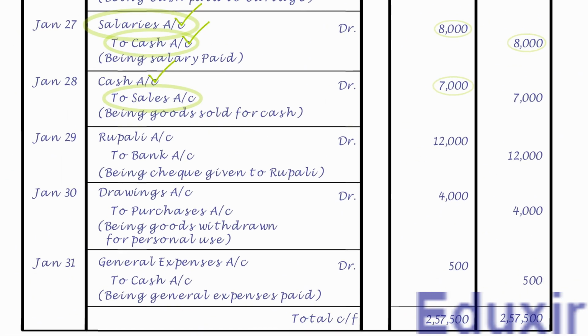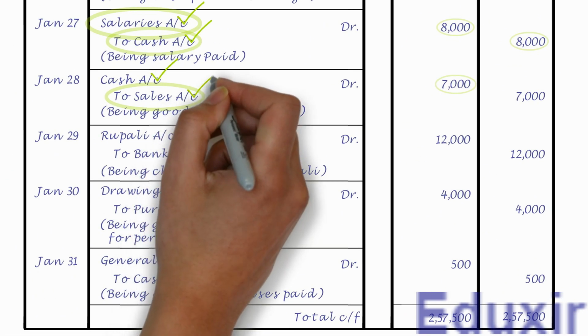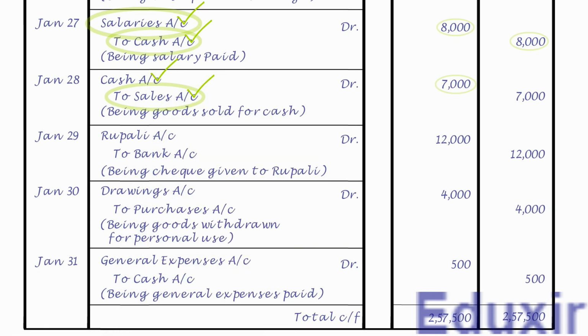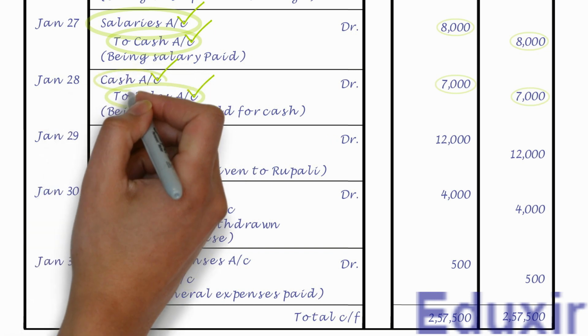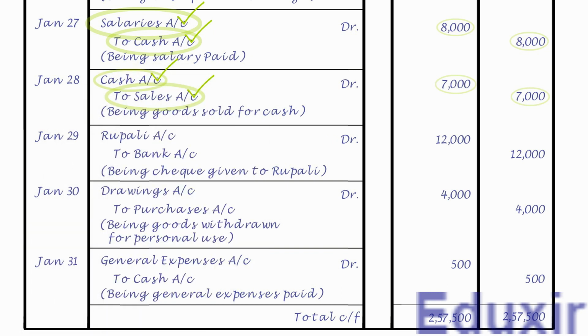As the name suggests, it needs to be posted on the credit side of sales account and the credit amount is 7000 rupees. Note that the details that need to be posted into the particulars column is cash account. We already have the sales account. Let us now post this entry into that account.